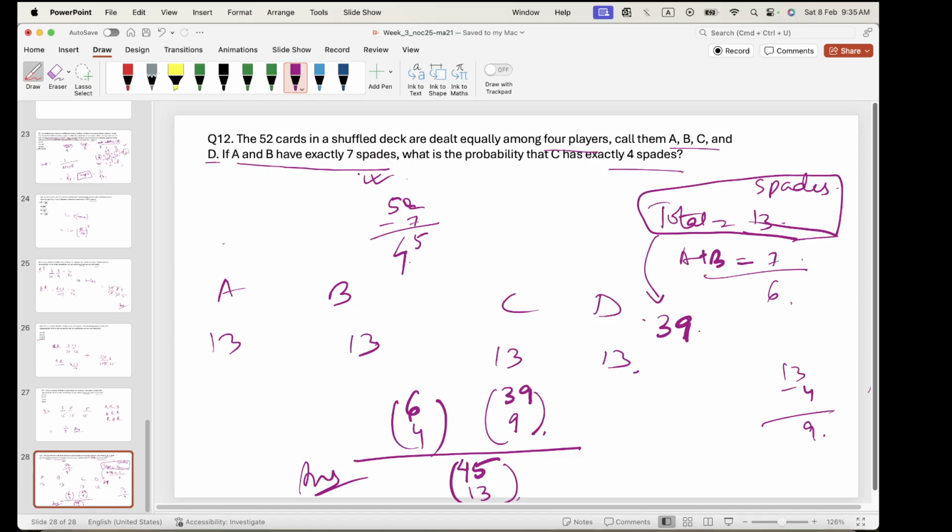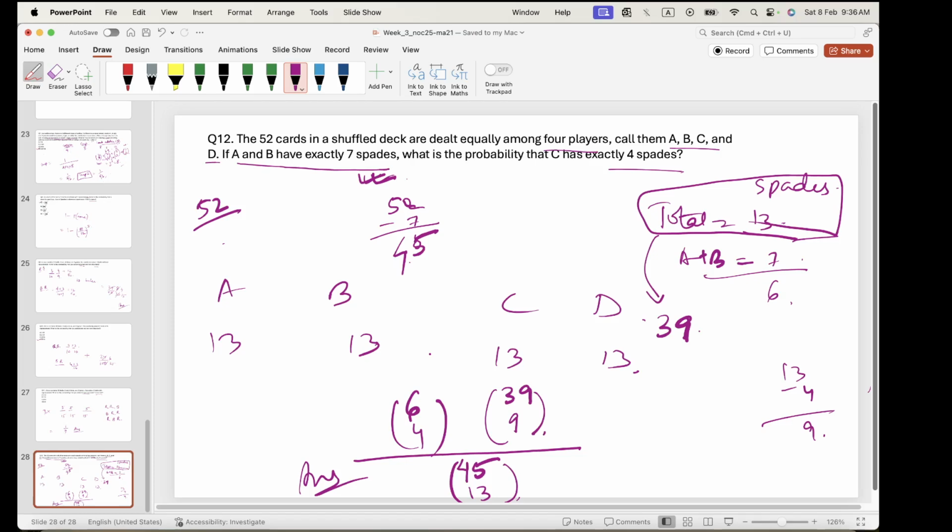7 spades are already decided, and we have 52 cards. So the denominator would be the total number of cards that C has to receive. So C can choose 13 cards from 45 cards. That is the denominator. That is the number of ways C can have a hand.